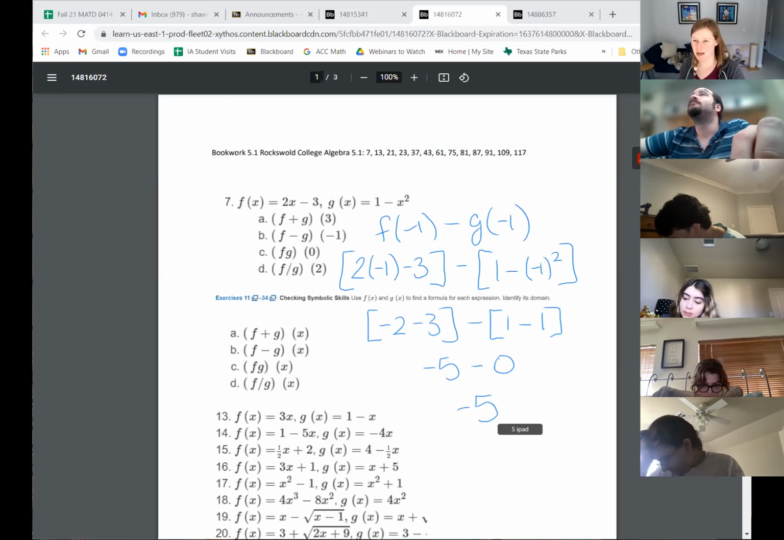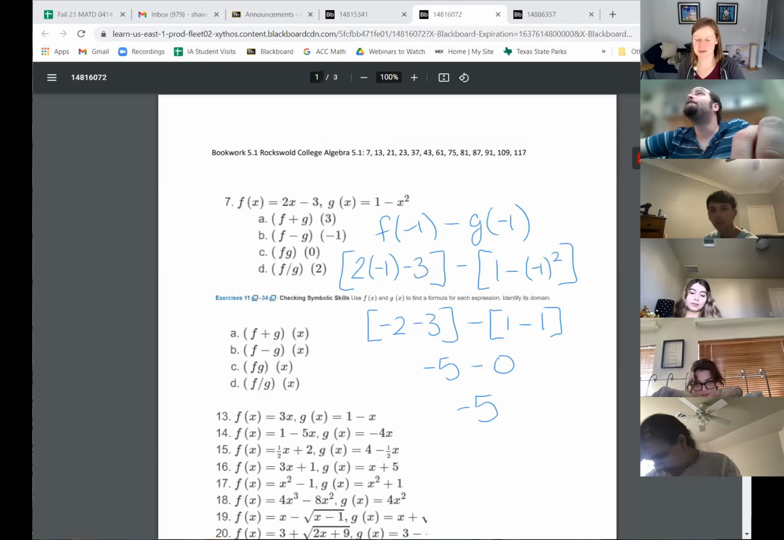Isn't that the same as our last problem? Yes, -5 on the last one. That's why my brain was jumping ahead. It's funny. Okay, cool. Sounds good. Thanks for going through it.